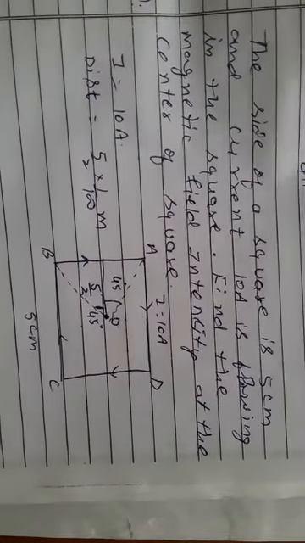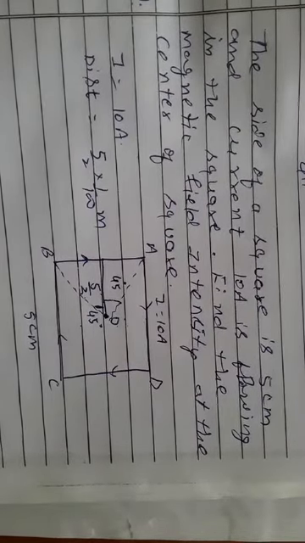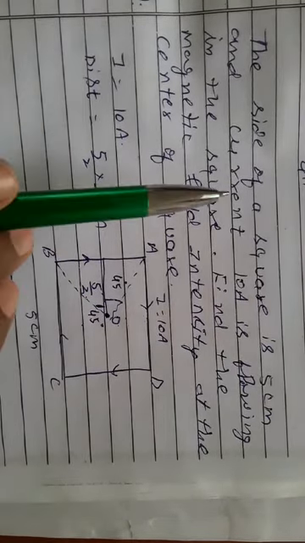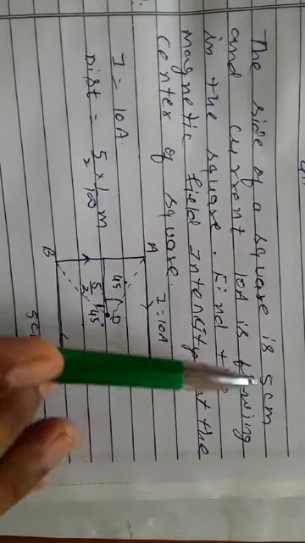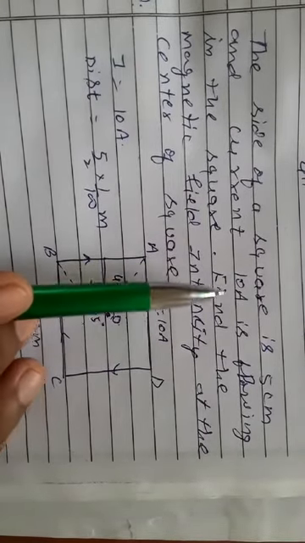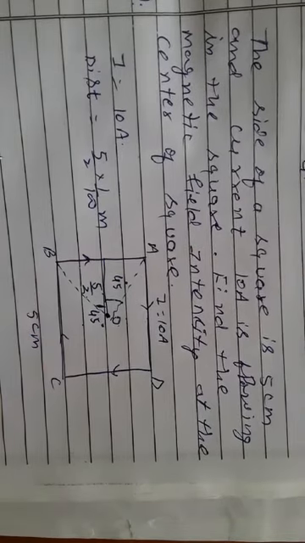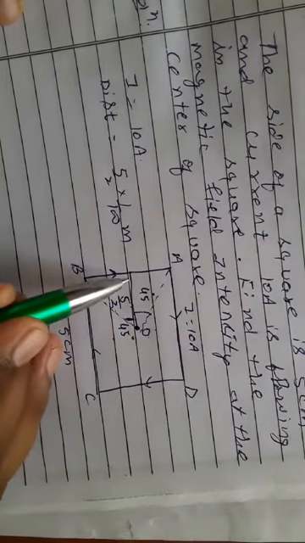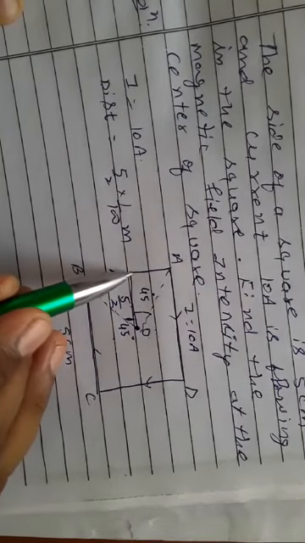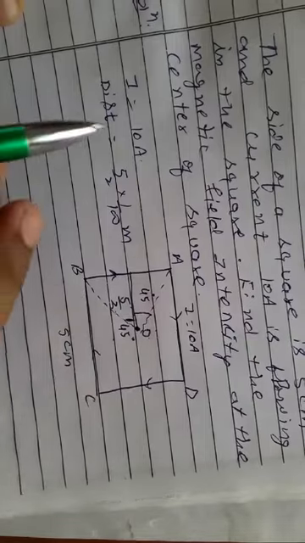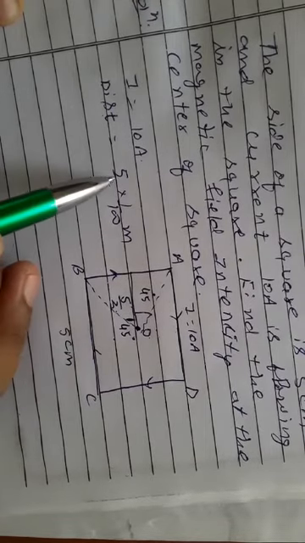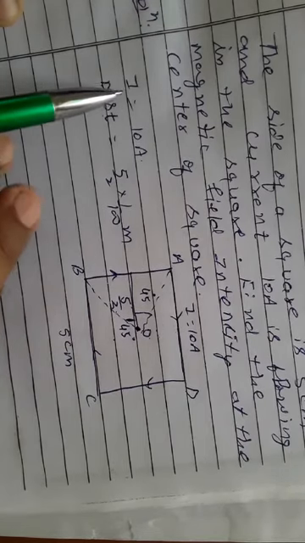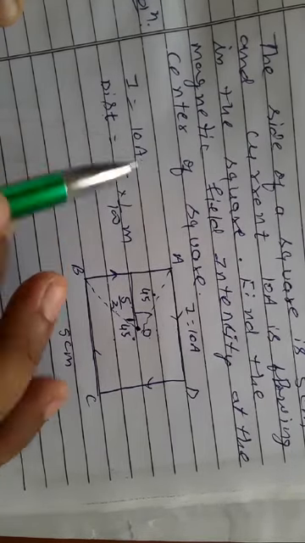Now in the numerical we have to find the magnetic field intensity at the center of a square. It is given that the side of the square is 5 centimeter, and current 10 ampere is passing in the sides of the square. Now if the side is 5 centimeter, then the distance from the side to the center will be 5 by 2, converted into meters, 1 by 100 into meters. Current I passing is 10 ampere.